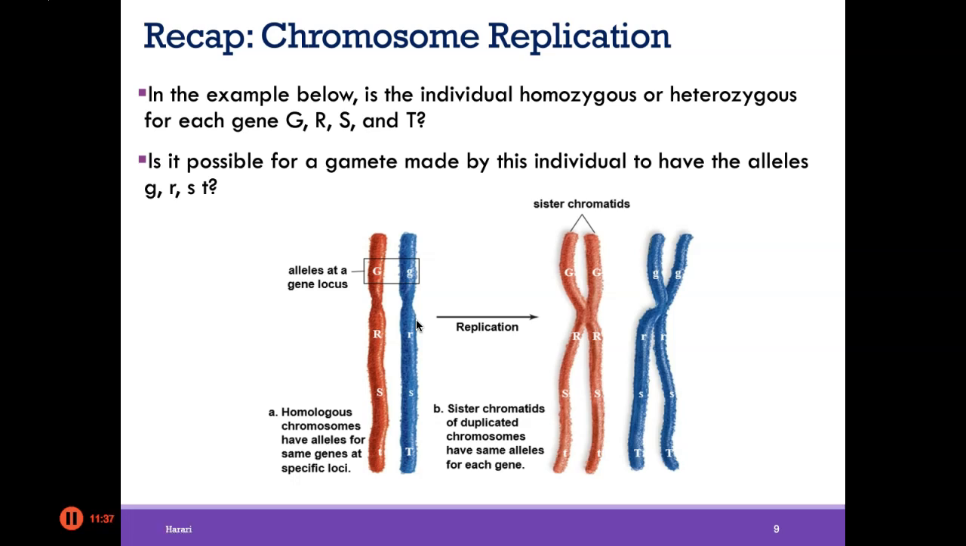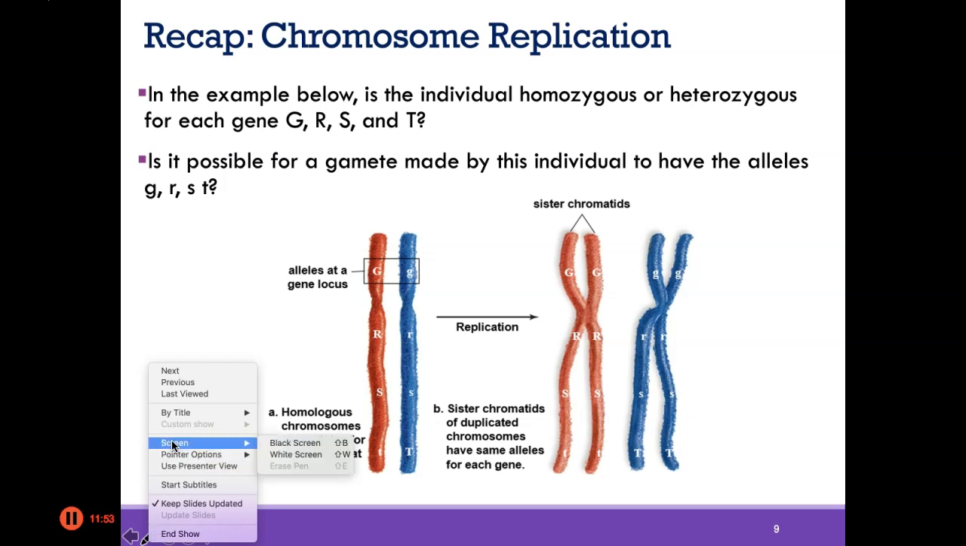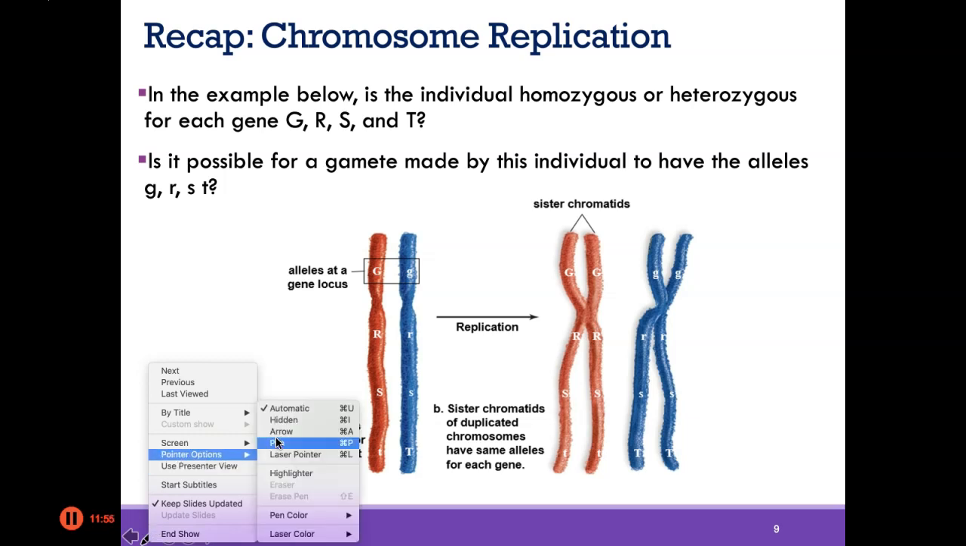Now I have a question. Is it possible for a gamete made by this individual to have the alleles lowercase g, r, s, and t? So how can that happen? So take a moment to pause here and tell me how or if it's possible to ever happen.